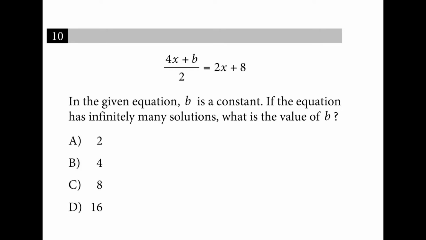So if I take 4x divided by 2, that's 2x, and then I have plus b over 2. You can split the fraction that way. And if it has infinitely many solutions, then this is the same. 2x and 2x match, so what could I plug in for b to make this 8? And the answer is 16.